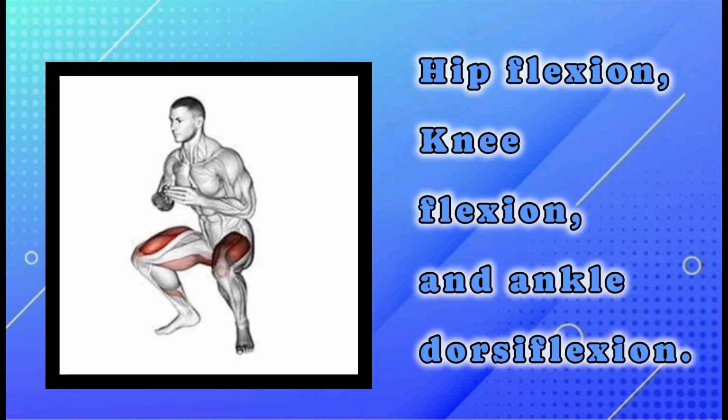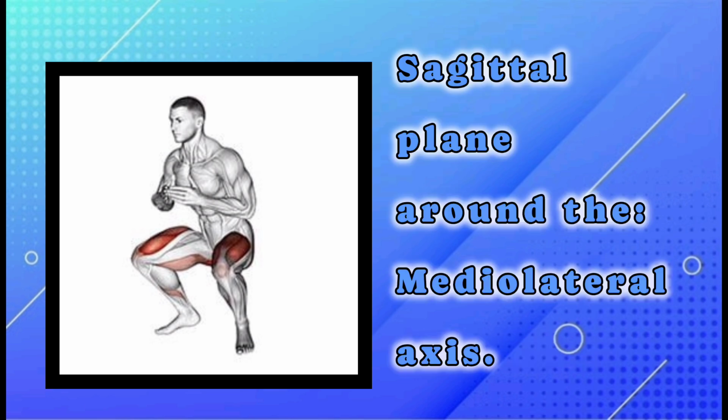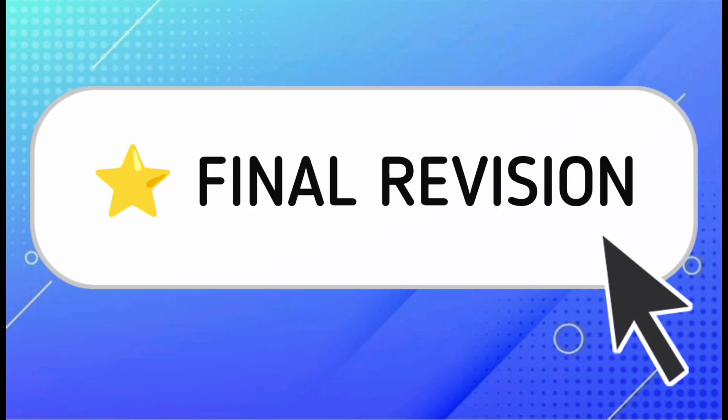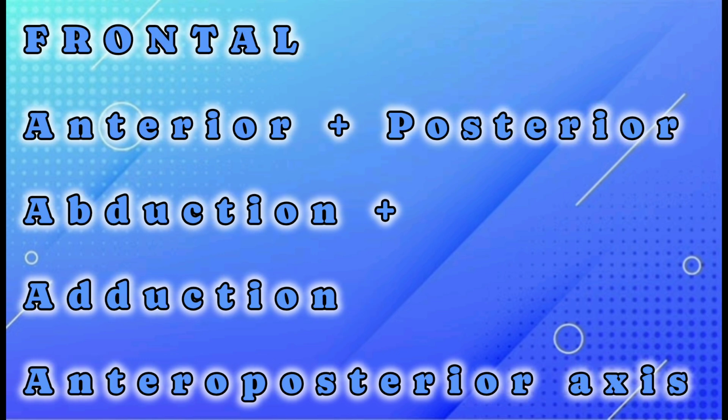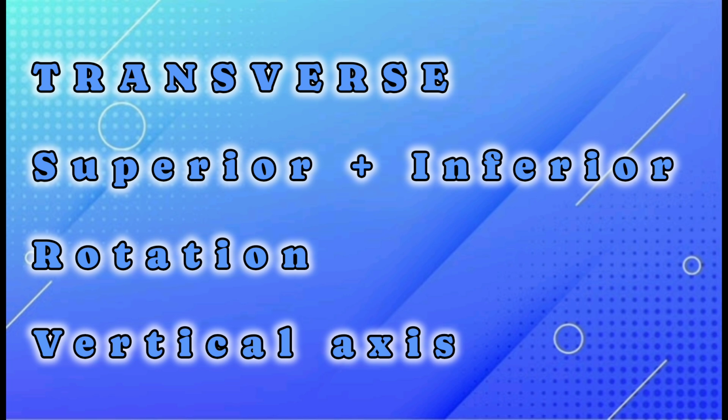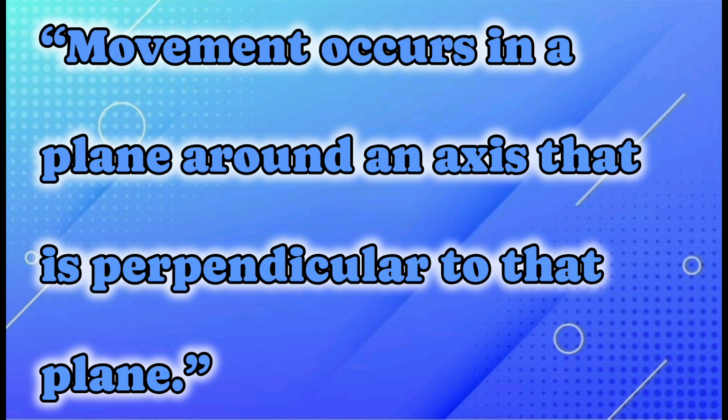Fourth, squat. During a squat, there is mainly hip flexion, knee flexion and ankle dorsiflexion. These movements are primarily in the sagittal plane around the mediolateral axis. So let's revise everything in just a few seconds. Sagittal: right, left, flexion, extension, mediolateral axis. Frontal: anterior, posterior, abduction, adduction, anteroposterior axis. Transverse: superior, inferior, rotation, vertical axis. And the most important rule is: movement occurs in a plane around an axis that is perpendicular to that plane.